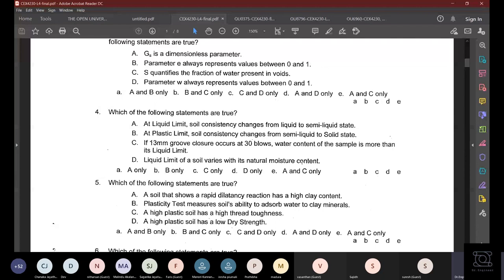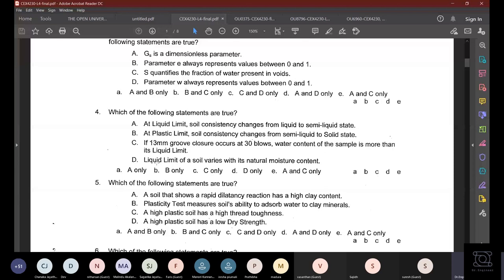If we take a clay soil with 10%, 20%, 30% water content at different places, the same clay might have different liquid limits. So how can we classify that clay? That is not possible, isn't it? A certain type of clay has a certain liquid limit and a certain plastic limit. According to natural moisture content, they do not change the liquid limit and plastic limit. So D is wrong. Only A is correct. So the first answer, right?